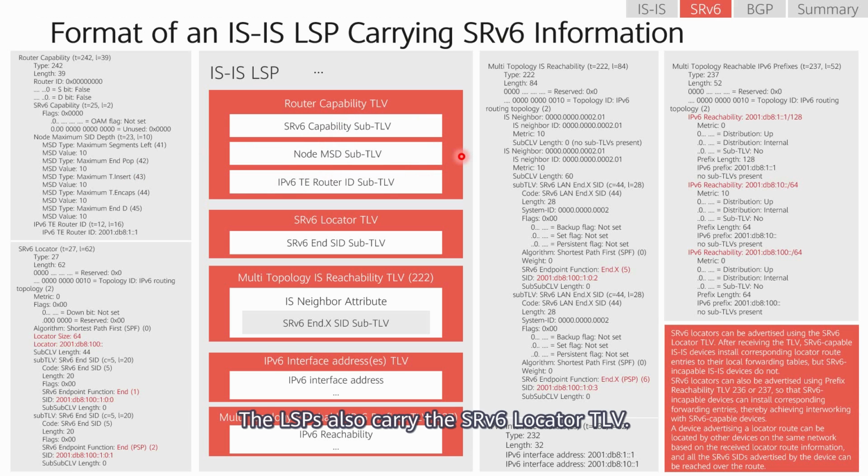The LSPs also carry the SRv6 locator TLV. In addition to advertising locator and prefix length information, this TLV is also used to advertise associated End SIDs. In this example, the SIDs are dynamically allocated by IS-IS. Some of the SIDs carry the PSP flavor, but the others do not. PSP means penultimate segment pop of the SRH, and it is similar to the PHP flavor in MPLS forwarding.